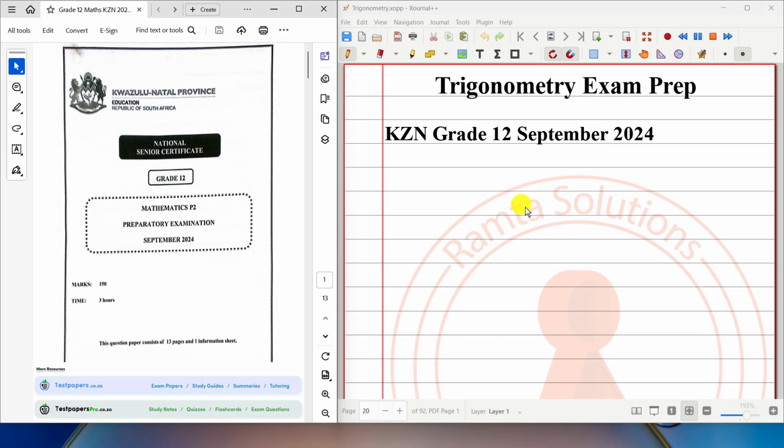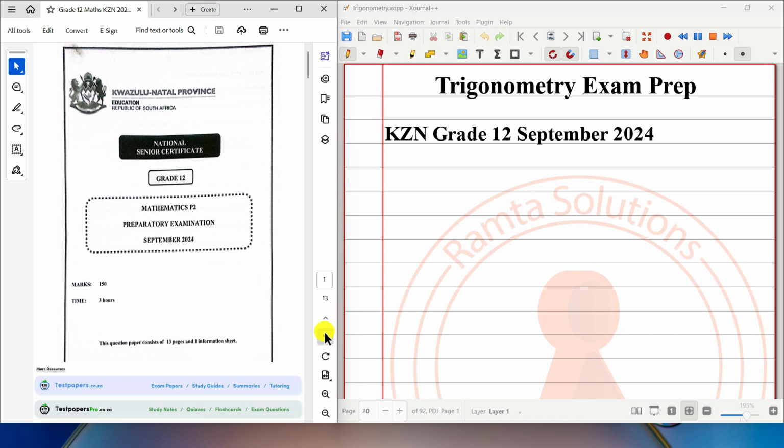So the question paper that we are looking at today is from the KwaZulu Natal province. It was written in September 2024. And before we get into it, let's thank testpapers.co.za for their library of question papers. As you can see, this question paper was a scanned paper. So yeah, they try their best to give us question papers, right?